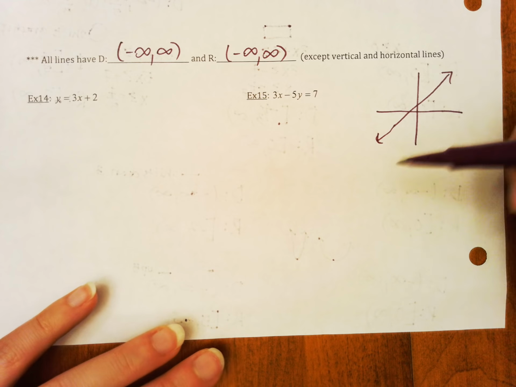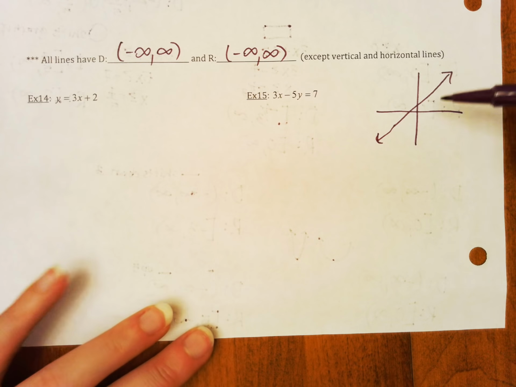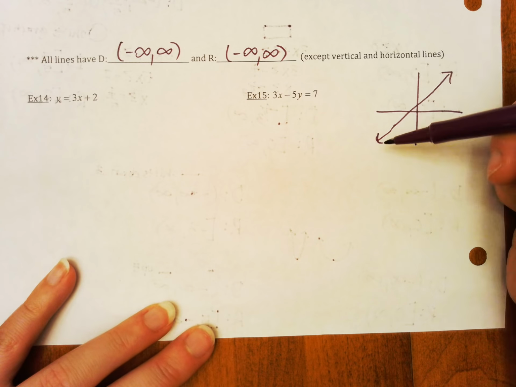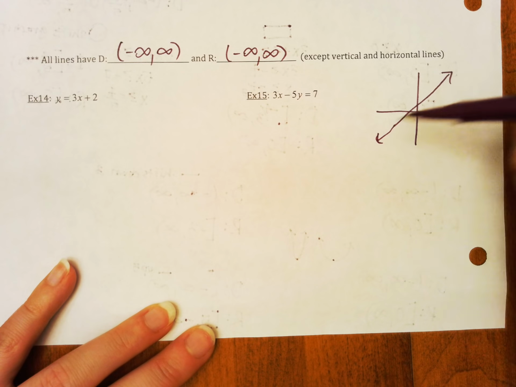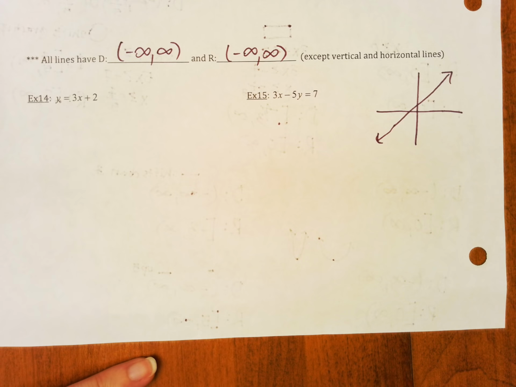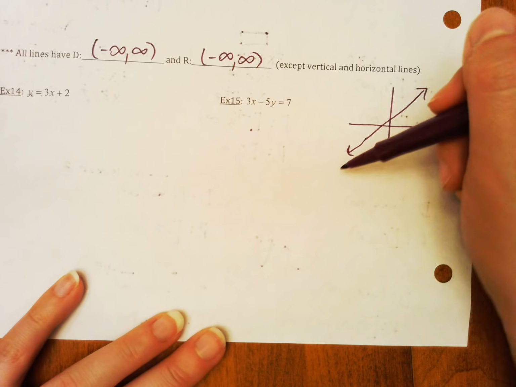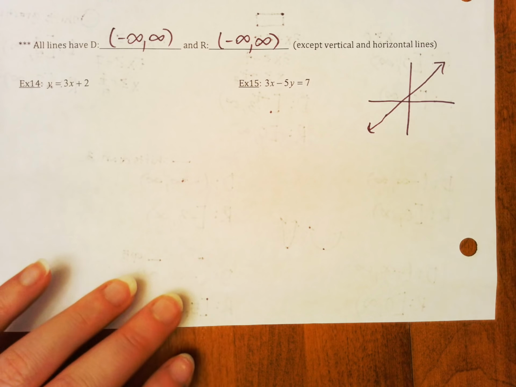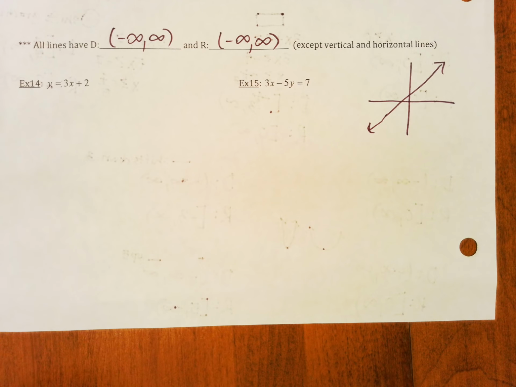There are no holes in my line. I'm stretching all the way to the left with an arrow pointing down and to the left, and I'm stretching all the way to the right with an arrow pointing up and to the right. That means that my domain is negative infinity to infinity, all real numbers. Same thing for our range. I'm going down forever, I'm going up forever, so my range should be negative infinity to infinity.